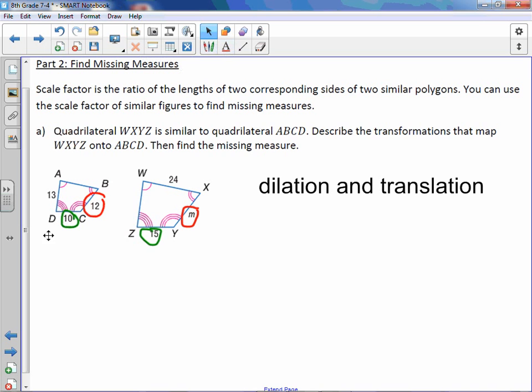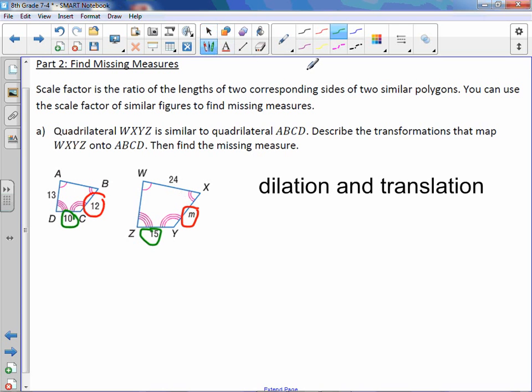And I know that because if you look here, this 12 is in between this angle with 2 arcs and this angle with 3 arcs. And M is in between 2 and 3 arcs. 10 is in between 3 and 4 arcs, and 15 is also in between 3 and 4 arcs. So you can use just the visual aspects of this to figure out which sides are corresponding.